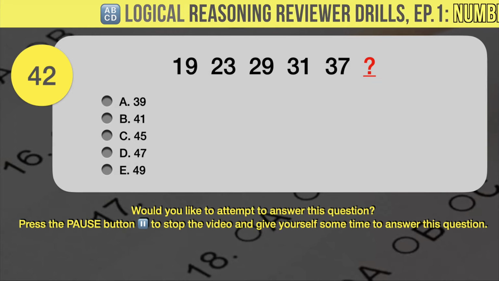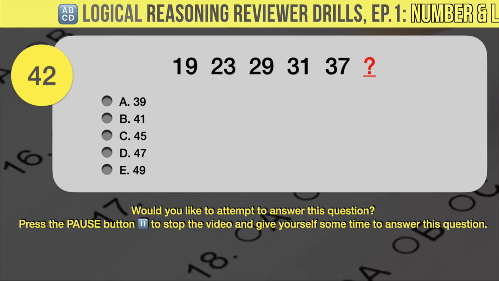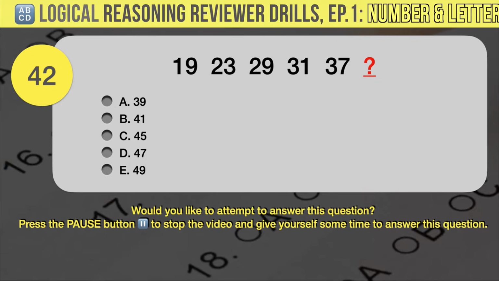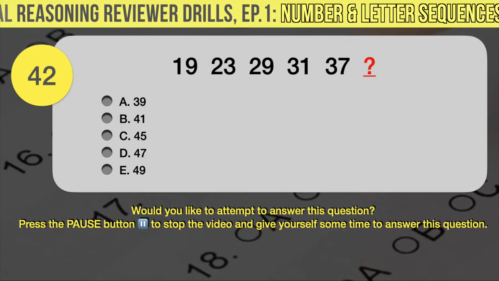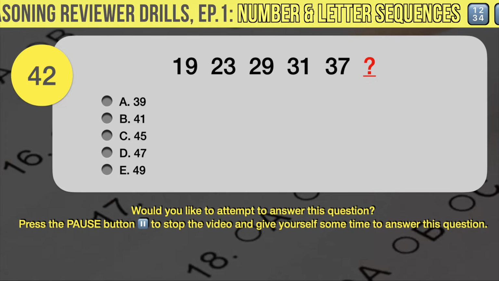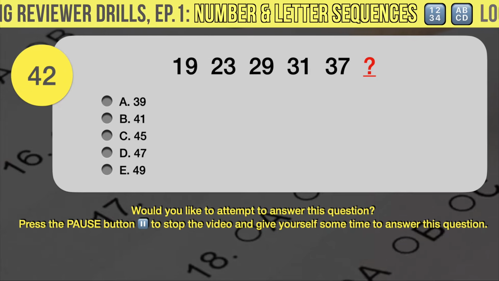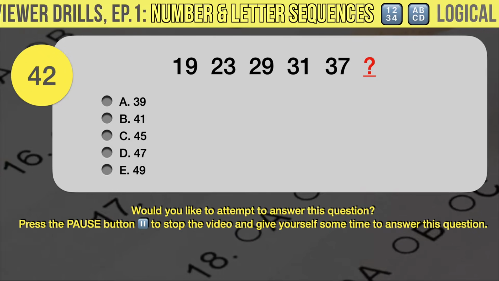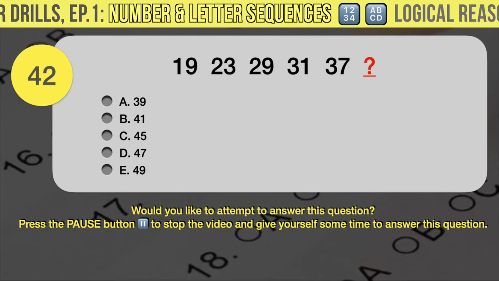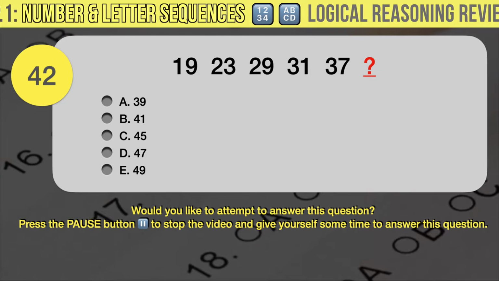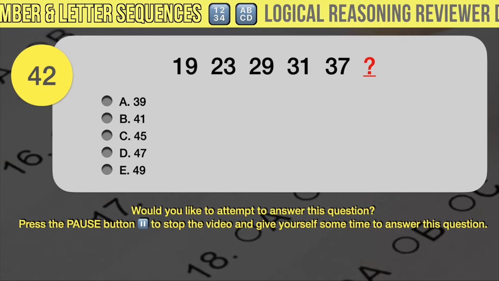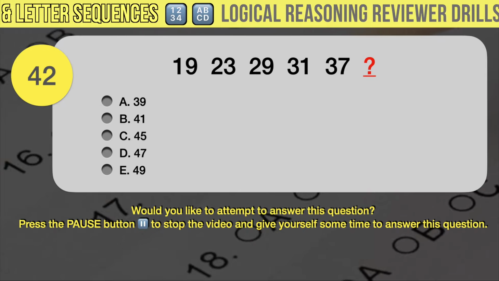Drill question number 42. Which number comes next in the following sequence? 19, 23, 29, 31, 37. Your answer choices are A. 39, B. 41, C. 45, D. 47, E. 49. The correct answer is B.